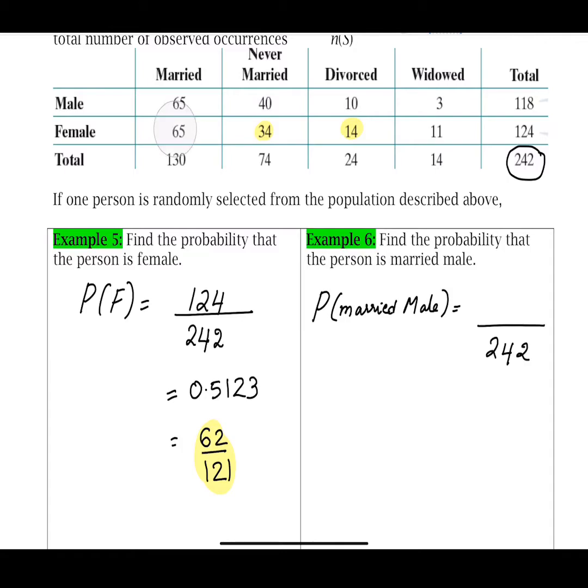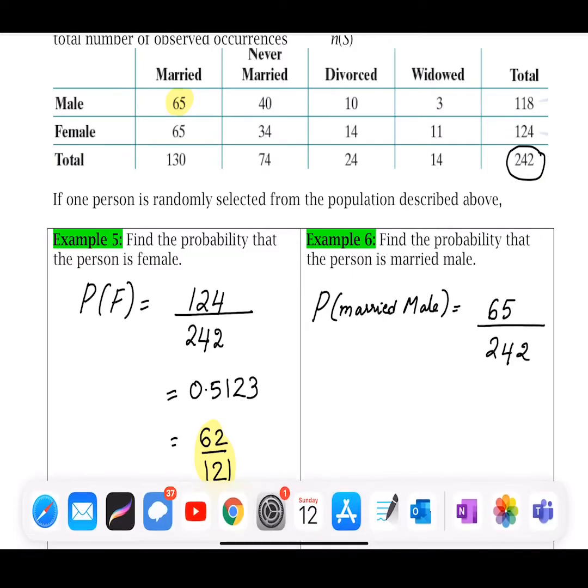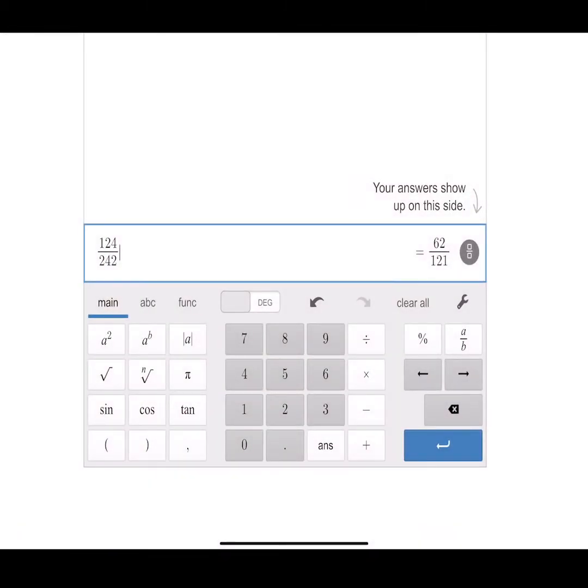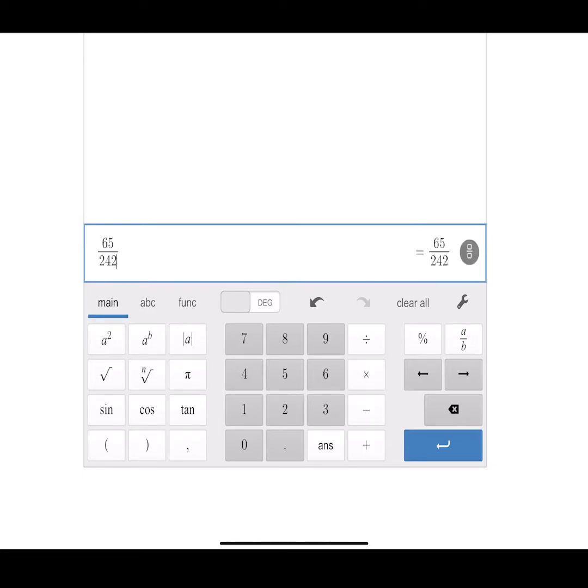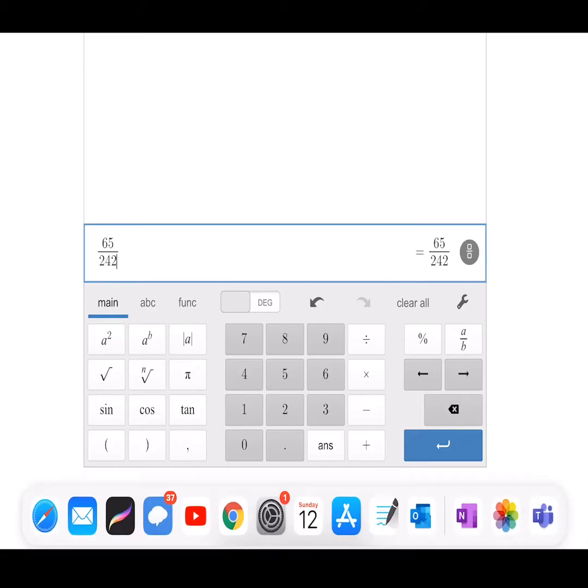So I'm going to go ahead and erase all of this one. Married men, where are married men? So this is male, right? Male and married. So 65 of them are married men. Remember, they're not asking you for men. They're asking for married men. So this is 65. Again, you're going to go into your Desmos. Clear. 65 divided by 242. Fraction, that cannot be simplified.